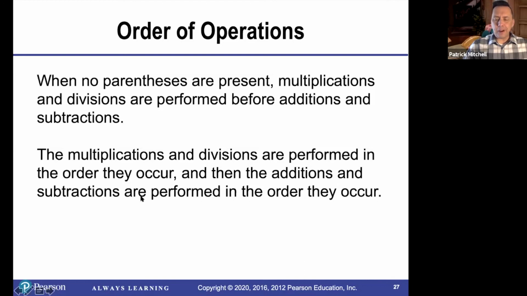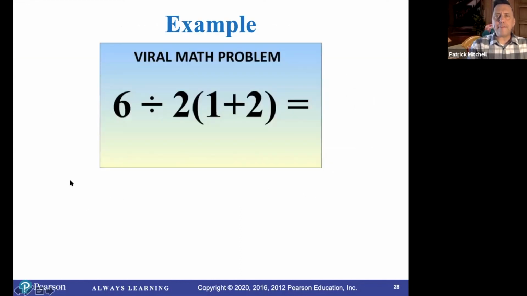And lately, whenever I talk about this, I think of some of these problems that go viral on social media. So here's one I found a while back. It says viral math problem. This is taken right off social media. 6 divided by 2 times 1 plus 2. And people would get into these vicious fights about what the answer is. Right? And I got dragged into it a few times, I'm sorry to say.